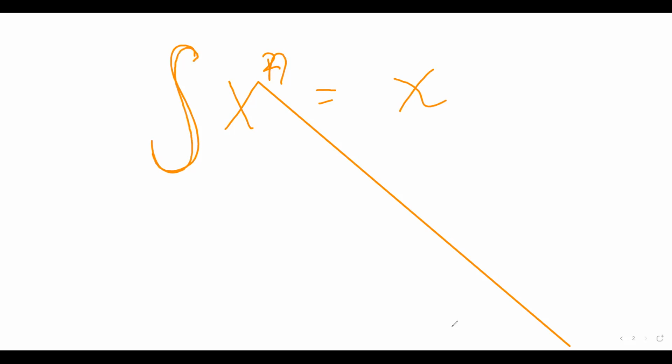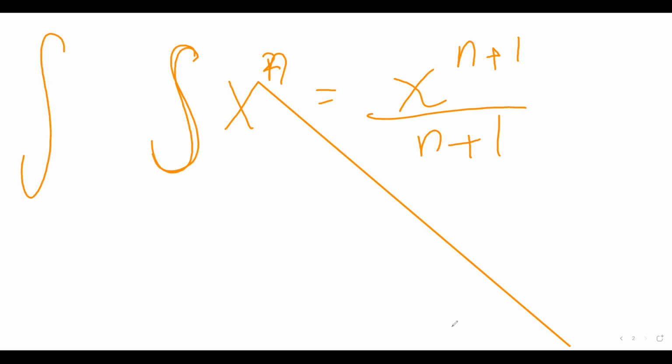It's x to the power n plus 1 over n plus 1. This is how we can find the integration of any expression. Now, how can it help me? We said before that the surface area is 4 pi r squared.